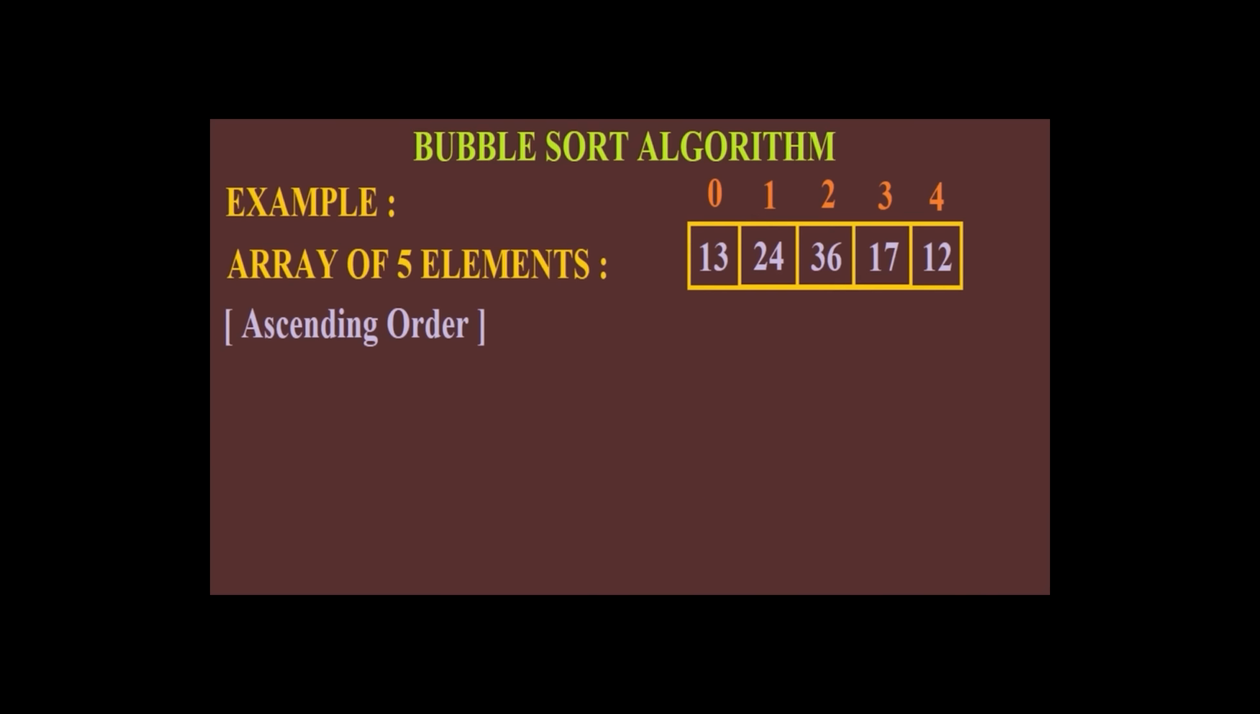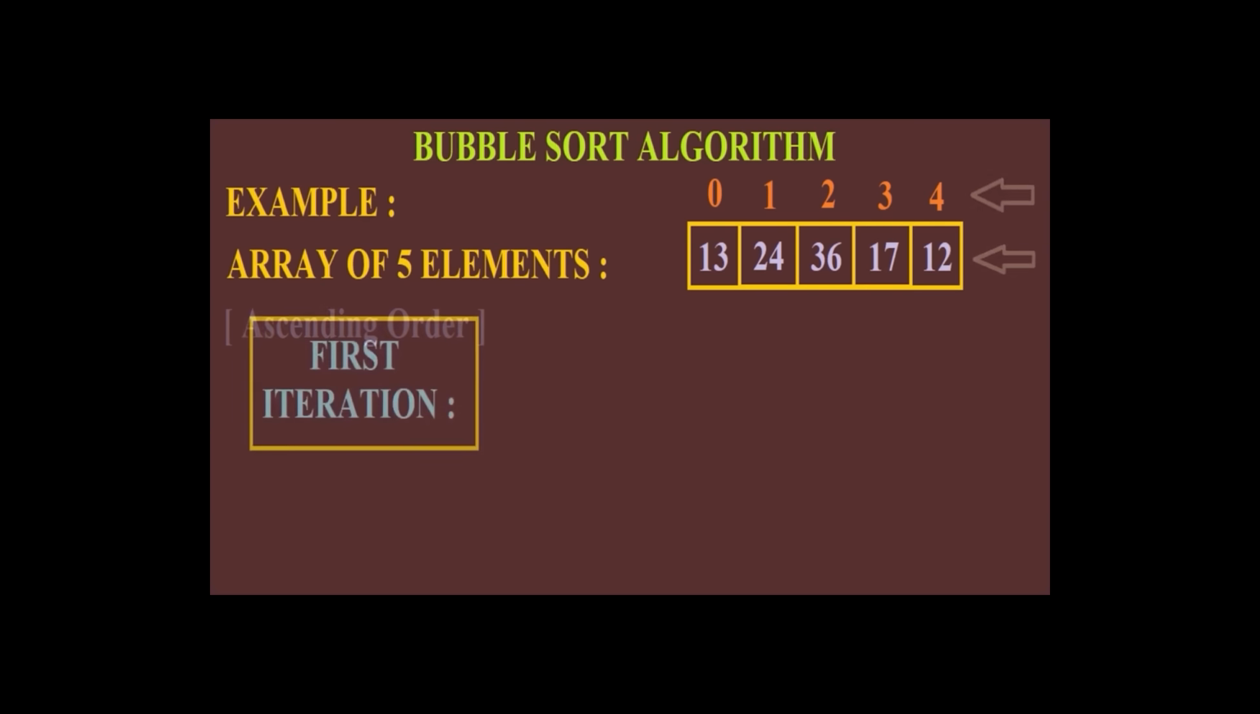In this example, we can see that we have 5 elements and their indexing is from 0 to 4. In the first iteration, at index 0, the first element is 13. So it will be compared to the next element, which is 24, and then the greater element between the two will go towards the right if necessary. But we can see that 13 is smaller than 24. Therefore, no swapping will happen.